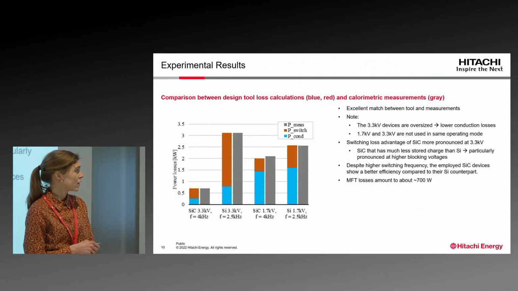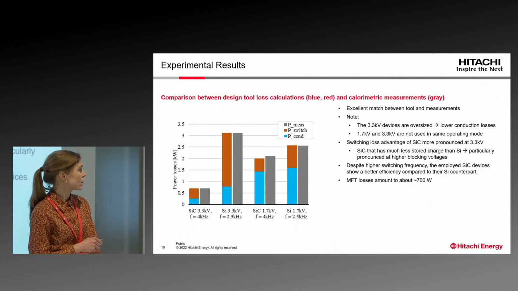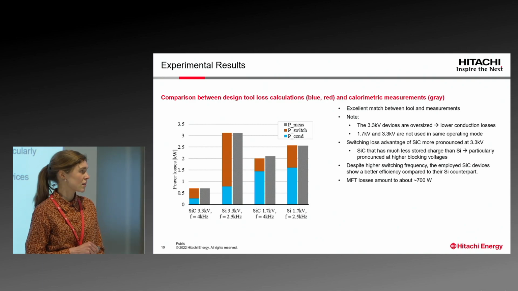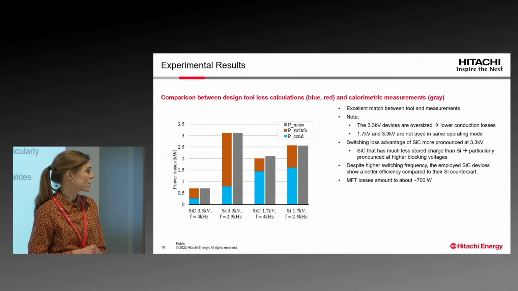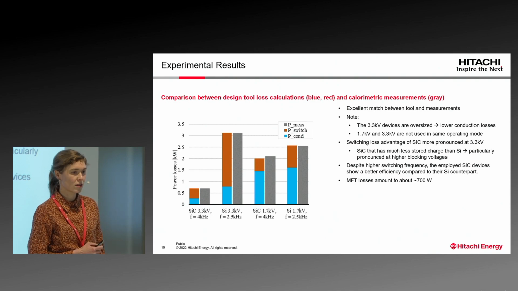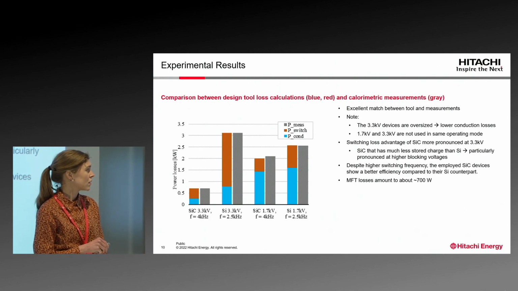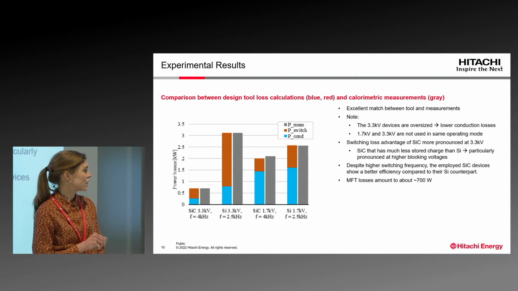Now comparing the simulation and the calorimetric measurement, here in this bar chart, the red reflects the switching losses in the simulation, blue the conduction losses in the simulation, and in gray the calorimetric measurements from our demonstrator. You notice that the match is pretty good.